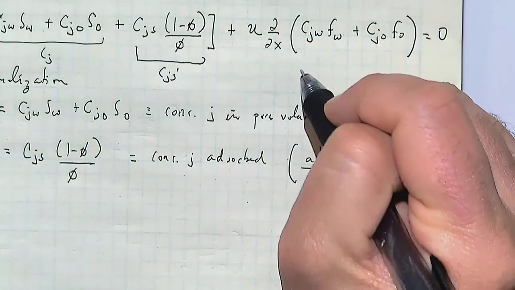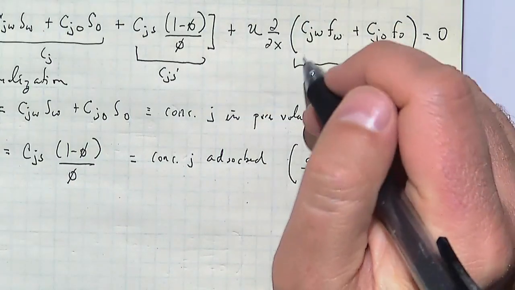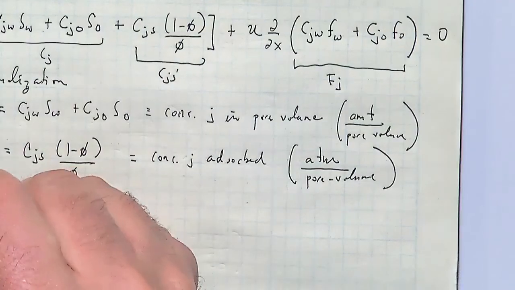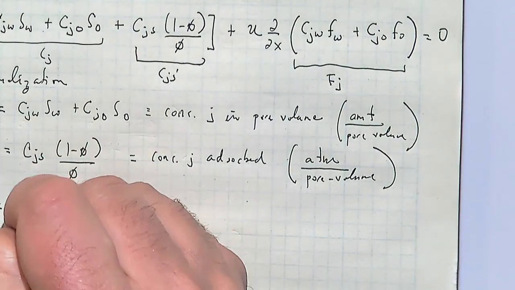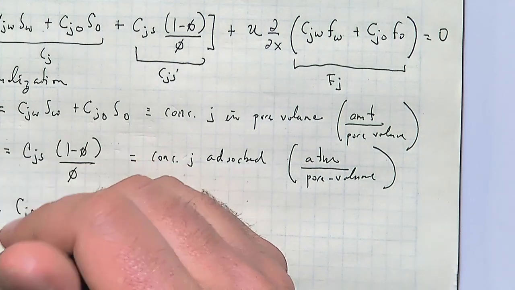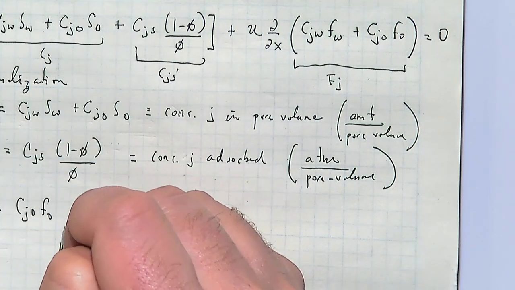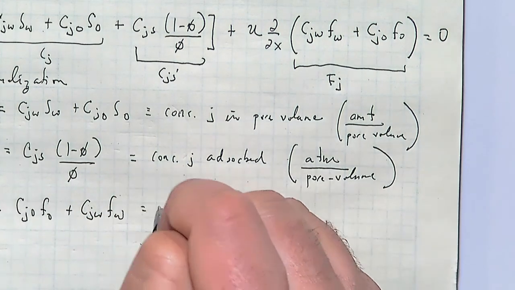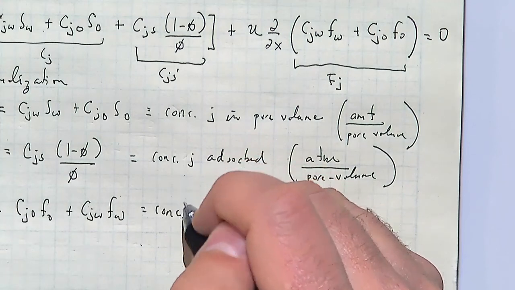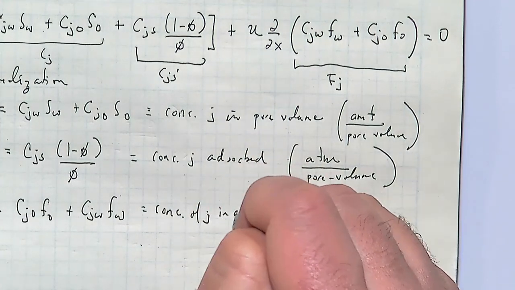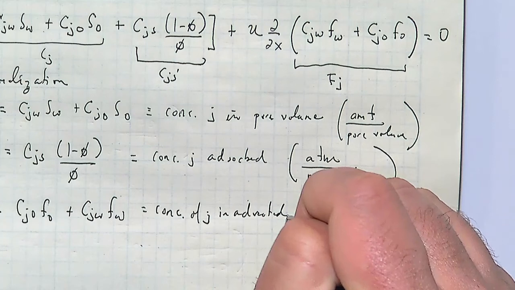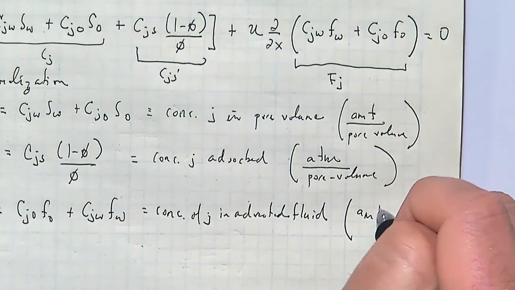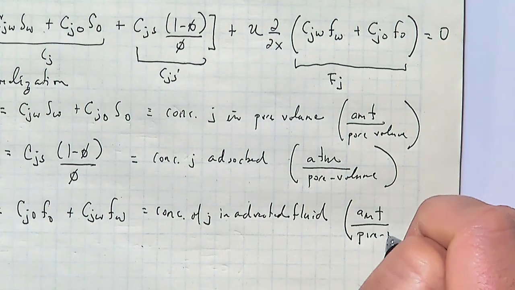And then I'm going to define this right here as a concentration of advected fluid. I'm going to call it Fj. So Fj is just Cjo times fo plus Cjw times fw. And this is the concentration of J in advected fluid. We'll also have units of amount per pore volume.